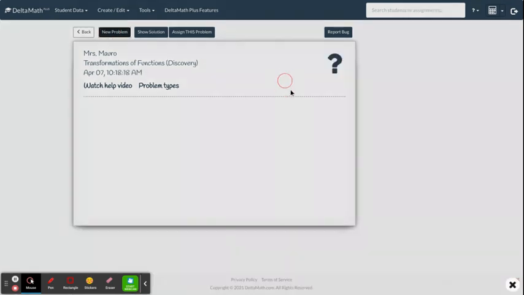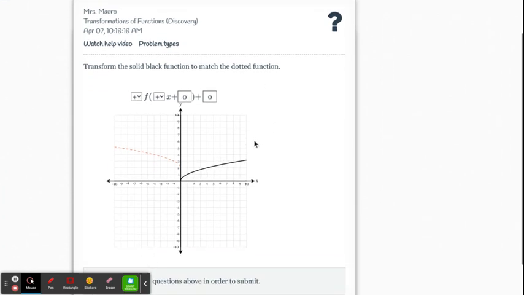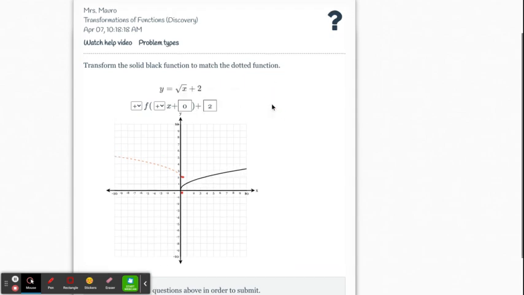Let's try one more. Okay, so this looks like a square root function. So again, I'm going to just pick a point, and since it starts at 0, 0, for me, that seems like a good place to look at. So I can tell this is moving up 2 spaces. So I'm going to put a 2 on the outside. And once I click off of that, then it will actually move it.